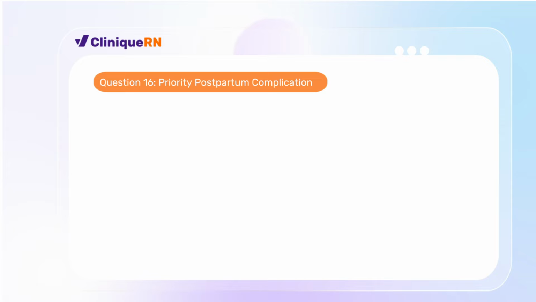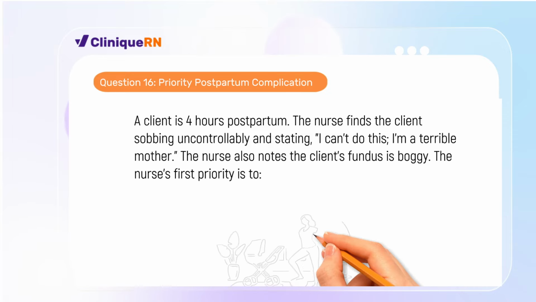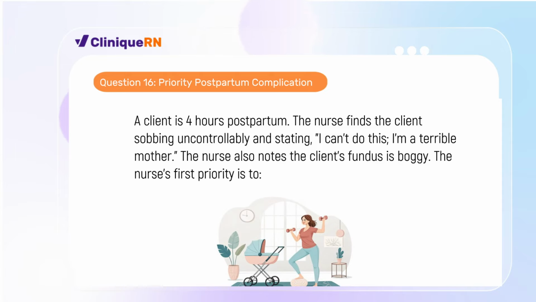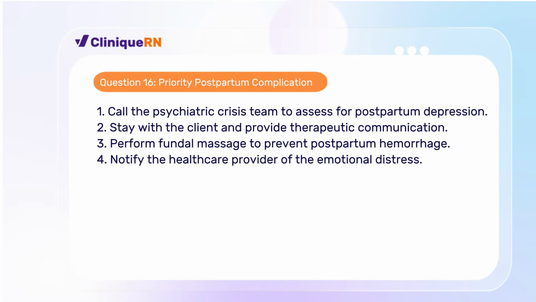Question 16. Priority postpartum complication. A client is 4 hours postpartum. The nurse finds the client sobbing uncontrollably and stating, "I can't do this. I'm a terrible mother." The nurse also notes the client's fundus is boggy. The nurse's first priority is to: 1. Call the psychiatric crisis team to assess for postpartum depression. 2. Stay with the client and provide therapeutic communication. 3. Perform fundal massage to prevent postpartum hemorrhage. 4. Notify the healthcare provider of the emotional distress.